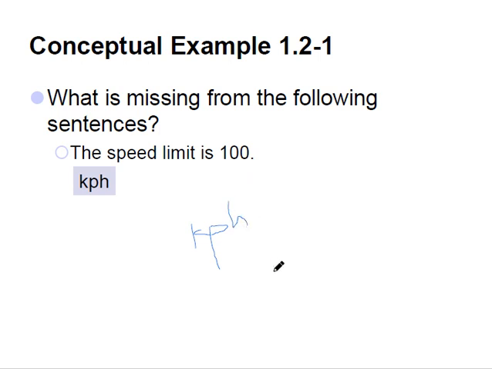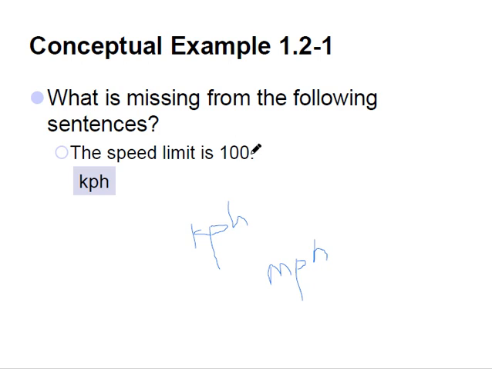And then we've got miles. This is American stuff, and then per, and then hour. So that's miles per hour and kilometers per hour. If you drive 100 miles per hour, that's usually above the speed limit, above the most common speed limit that we use.